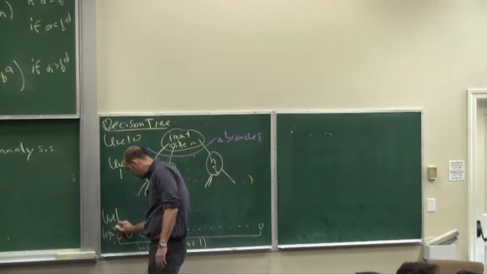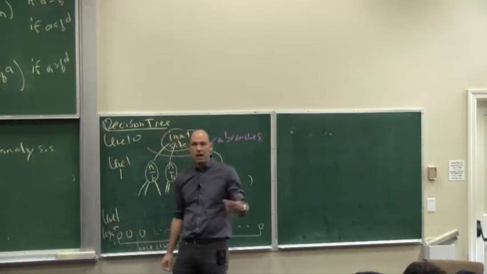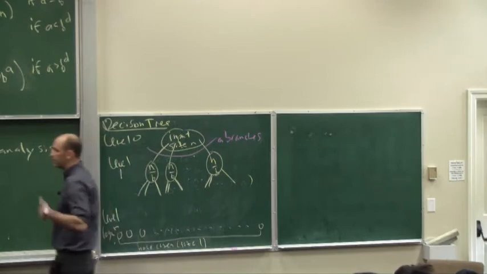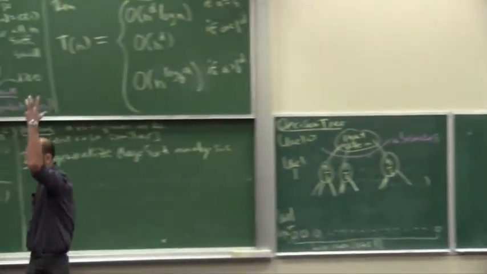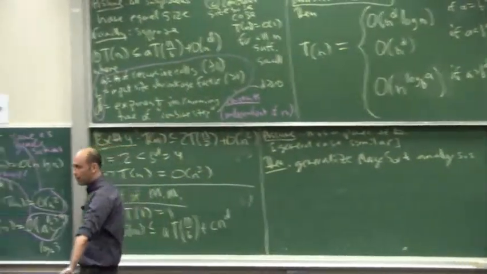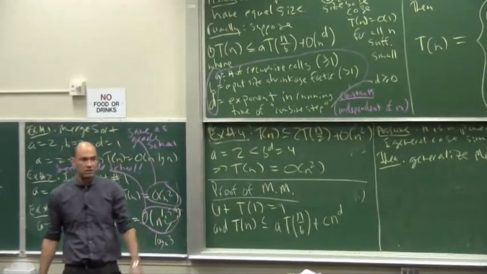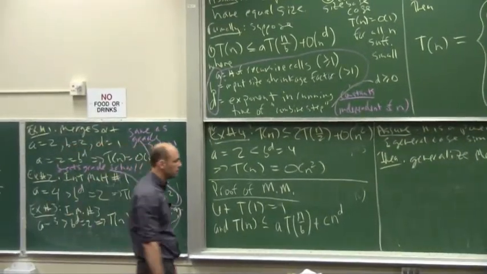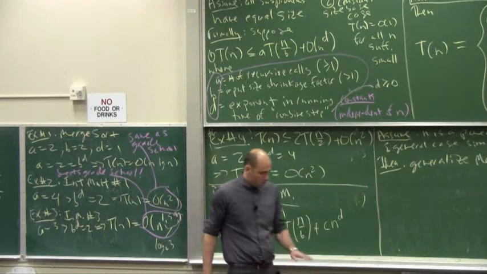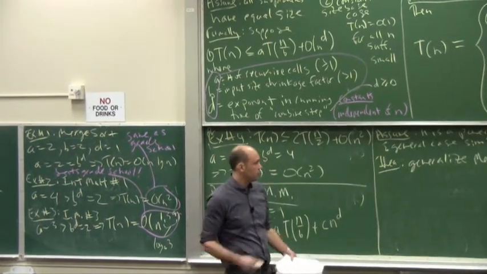So remember the meaning of log base b of n? That's how many times you cut n by a factor b until you get down to 1. We started with n at the top. We stop when we get down to 1. So by definition of log, it's log base b of n times. So that's our recursion tree.